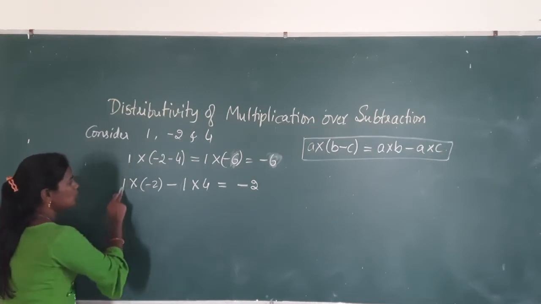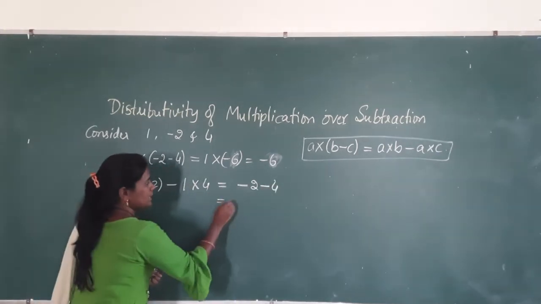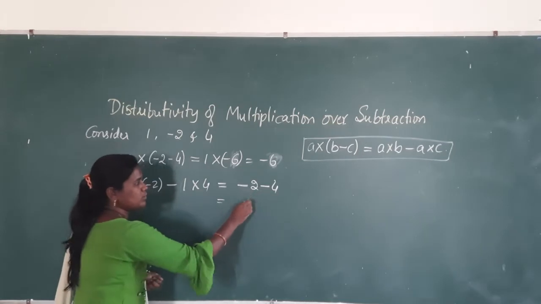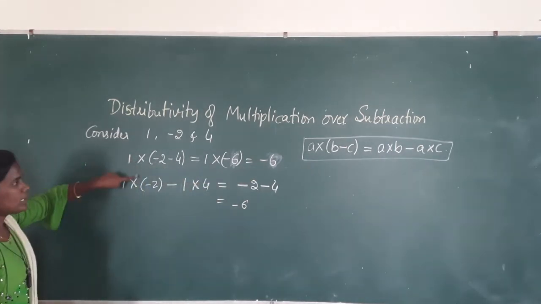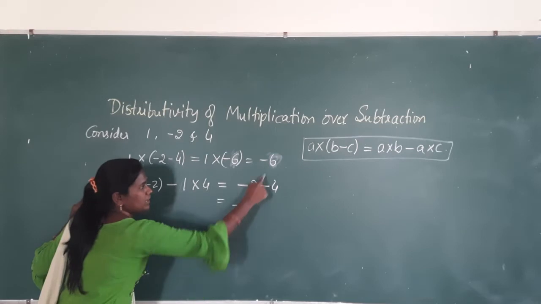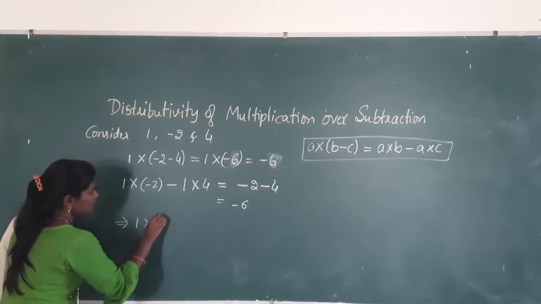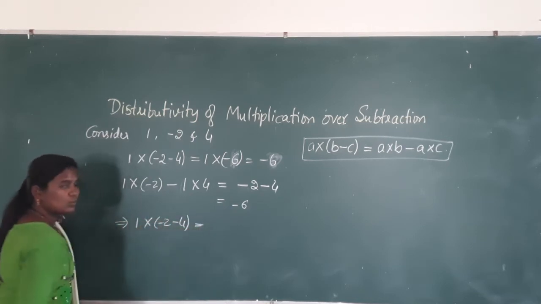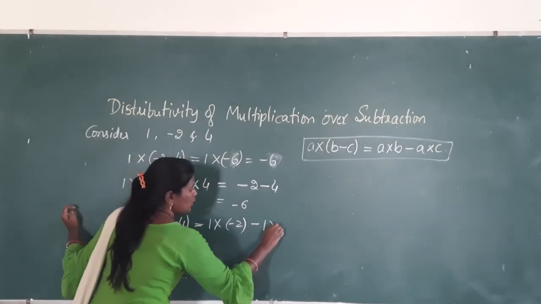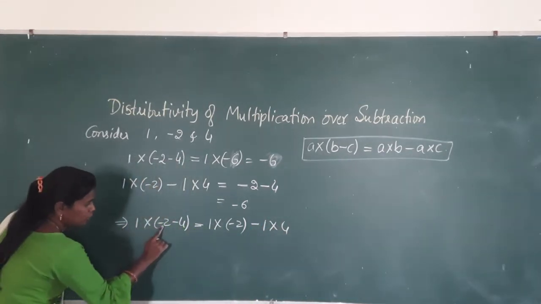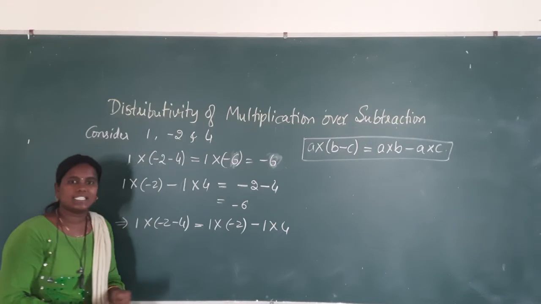Now 1 into minus 2 is minus 2. Minus as it is. 1 4s are 4. Same sign, add 4 plus 2, 6. Put the same sign. Minus 6 is equals to minus 6. Therefore these two are equal. When the things are equal to each other, then that implies 1 into minus 2 minus 4 is equal to 1 into minus 2 minus 1 into 4. A into B minus C is equals to A into B minus A into C.